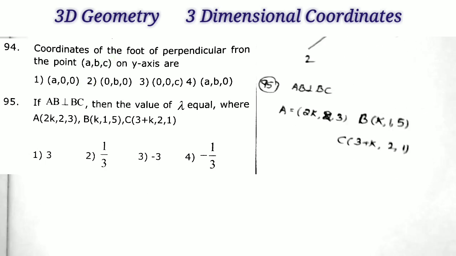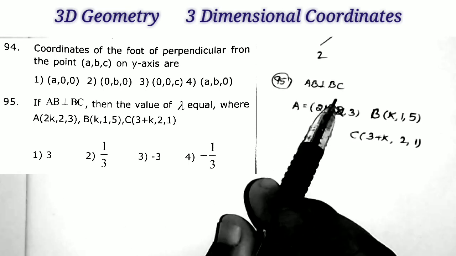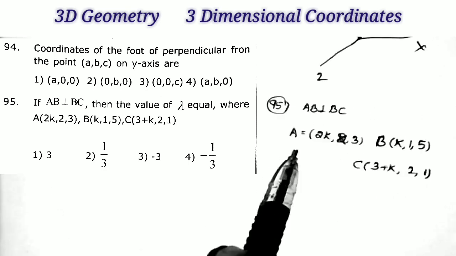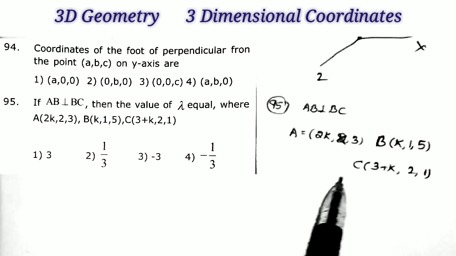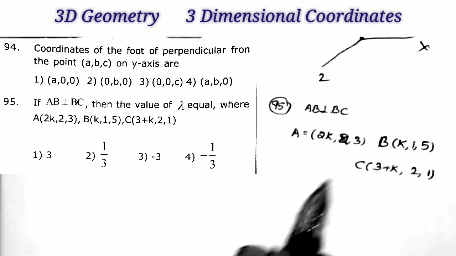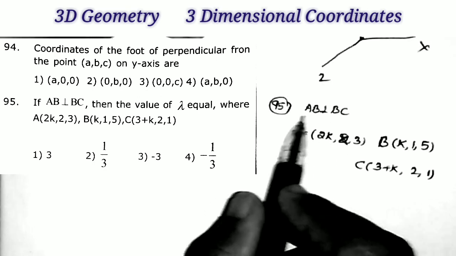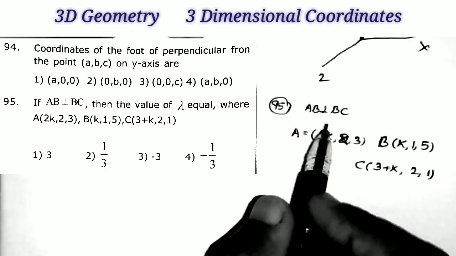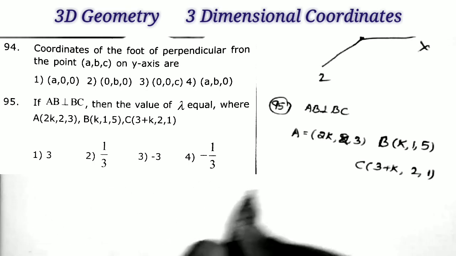That's all. Next question is the last question of this set. The question is, if AB is perpendicular to BC, then what is the value of K? Where A is (2K, 2, 3), B is (K, 1, 5), C is (3 plus K, 2, 1). Okay, 3 points are given. We want the K value. What is the given condition? AB is perpendicular to BC, which means the two lines are perpendicular, so the condition is A1 A2 plus B1 B2 plus C1 C2 is equal to 0.